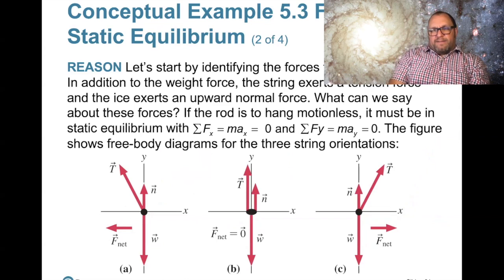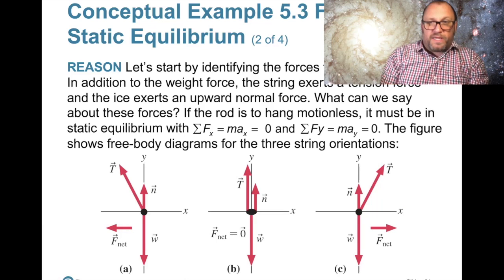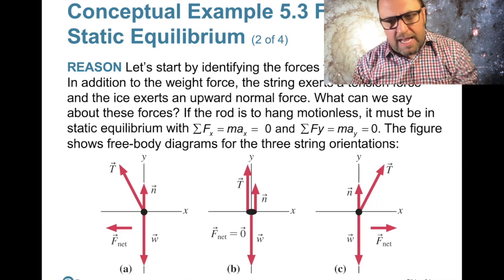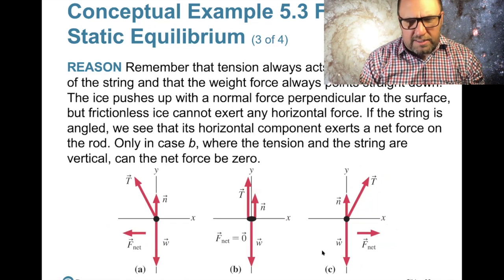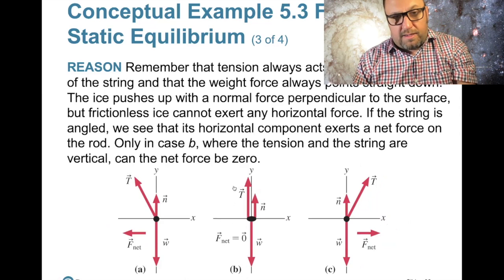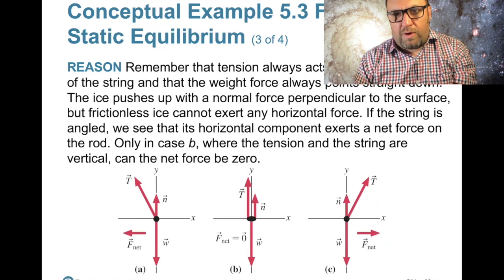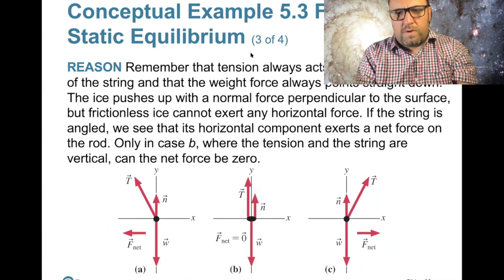Okay, let's start by identifying the forces that act on the rod. In addition to the weight, the string exerts a tension on the rod, and the ice exerts an upward normal force. What can we say about these forces? If the rod is to hang motionless, it has to be in static equilibrium. In A, there's a net force to the left. In C, there's a net force to the right. And in B, there's no net force.